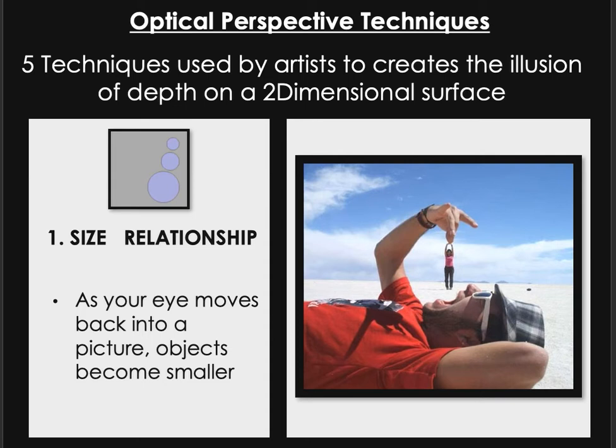It states that as your eye moves back into a picture, as you look from the front of the picture towards the back of the picture, the objects are supposed to become smaller because they're further away than the viewer. In this little image, we know that that woman is the same size as the man, but because she's in the distance and he is closest to the viewer, to the camera, he appears much larger than she does.